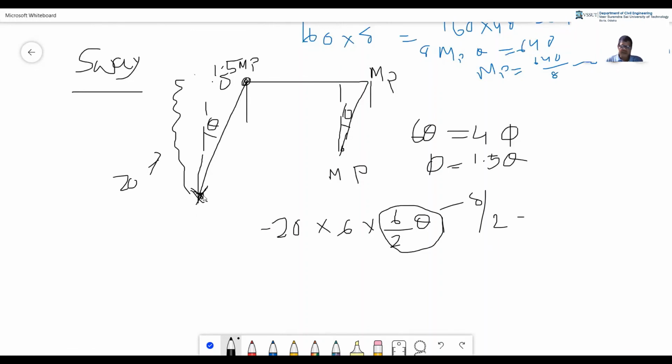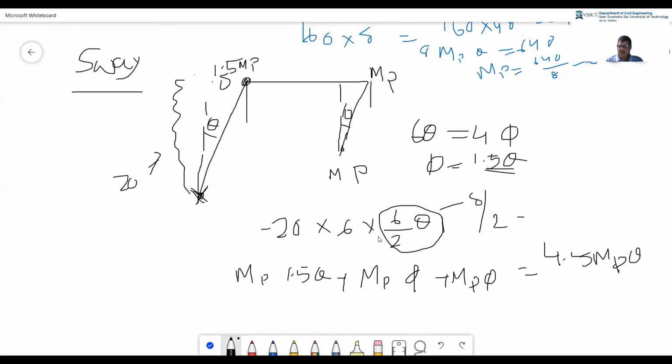Now the internal work done is 1.5 MP into theta, plus MP into 5, plus MP into 5. Now what is 5? It is equal to 1.5 theta. So all are 1.5, 1.5, 1.5, so that becomes 4.5 MP. Now 4.5 MP theta is equal to this value.